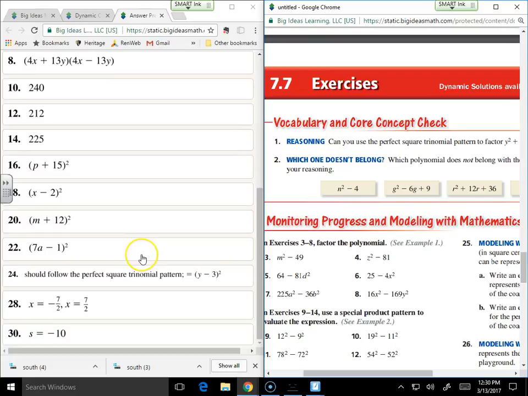Let me scroll down too so you guys can keep checking. That's all the way to number 30. Ron, I'd like 21, please. 21? Yeah. Okay. Is that a harder one? Anything else? 23. 23?